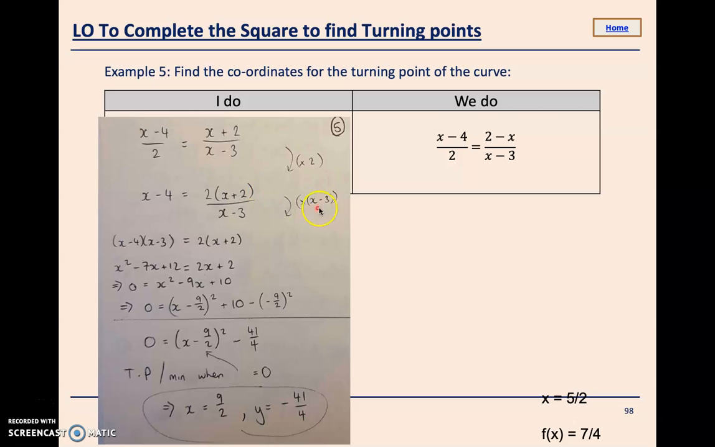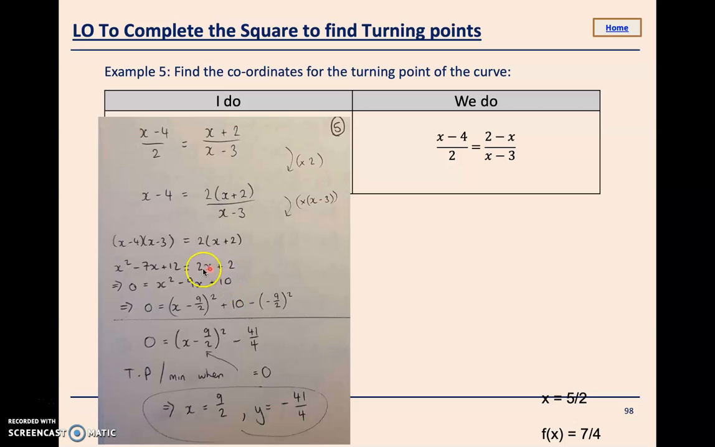Now, as I've stated here, we've times through by a factor of x minus 3. So over here, we end up with x minus 4, x minus 3. And on the right-hand side, our x minus 3 that we times through on the top would cancel with our x minus 3 on the bottom. So now we've got something that looks like the last problem. So now we collect onto one side all the terms. So we'd subtract now 2x and subtract 2.